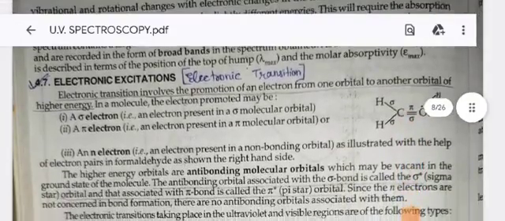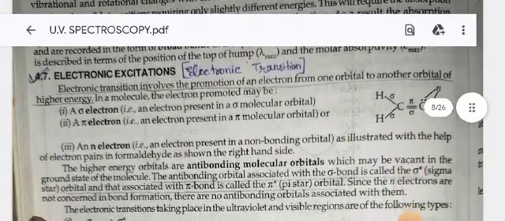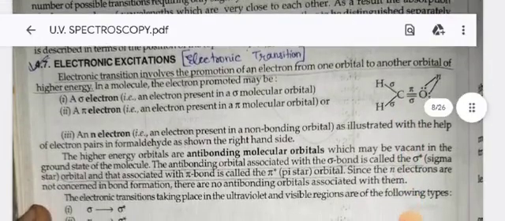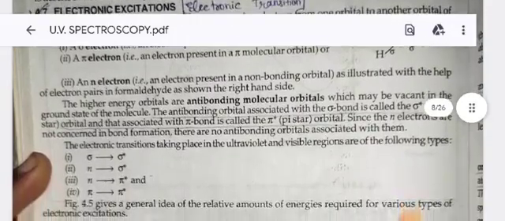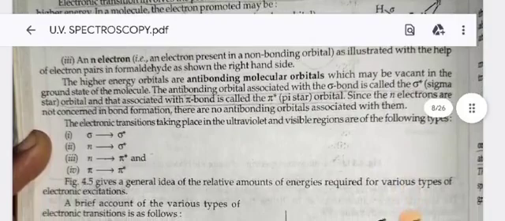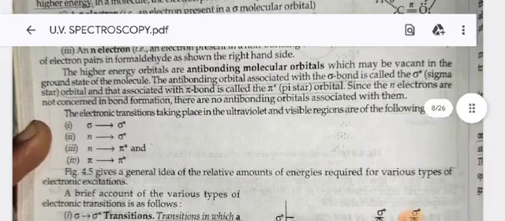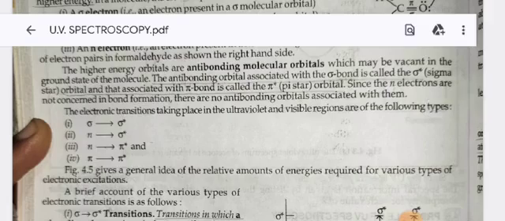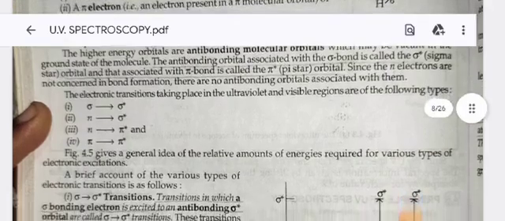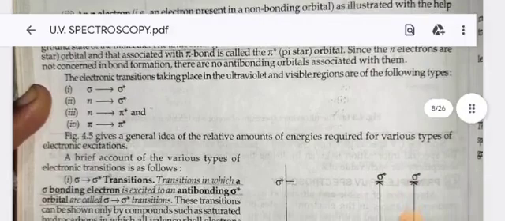electronic excitations. Electronic transition involves the promotion of electrons from one orbital to another orbital of higher energy level: a sigma electron, a pi electron, and an n electron. The higher energy orbitals are antibonding molecular orbitals, which may be vacant in the ground state of the molecule. The antibonding orbital associated with a sigma bond is known as the sigma star orbital, and that associated with a pi bond is called the pi star orbital. Since the n electrons are not concerned in bond formation, there are no antibonding orbitals associated with them.